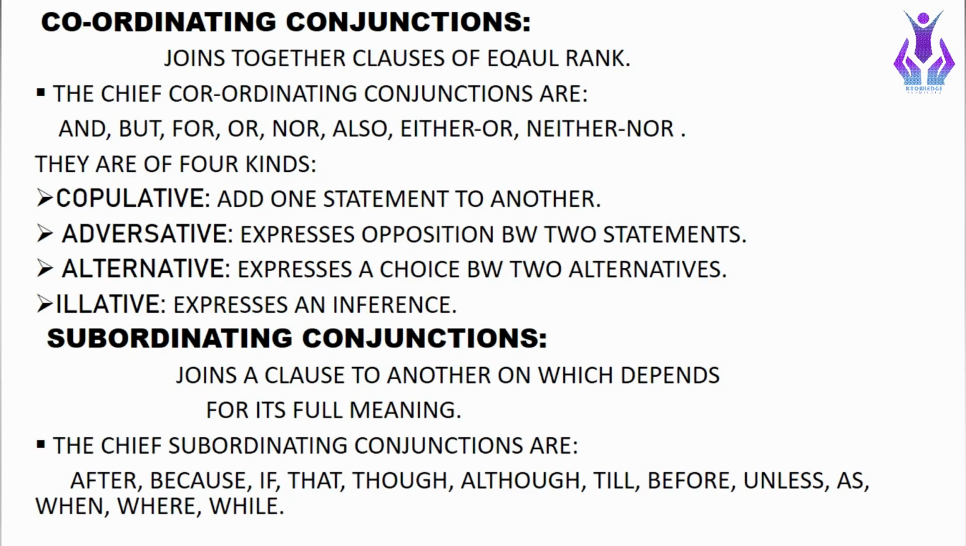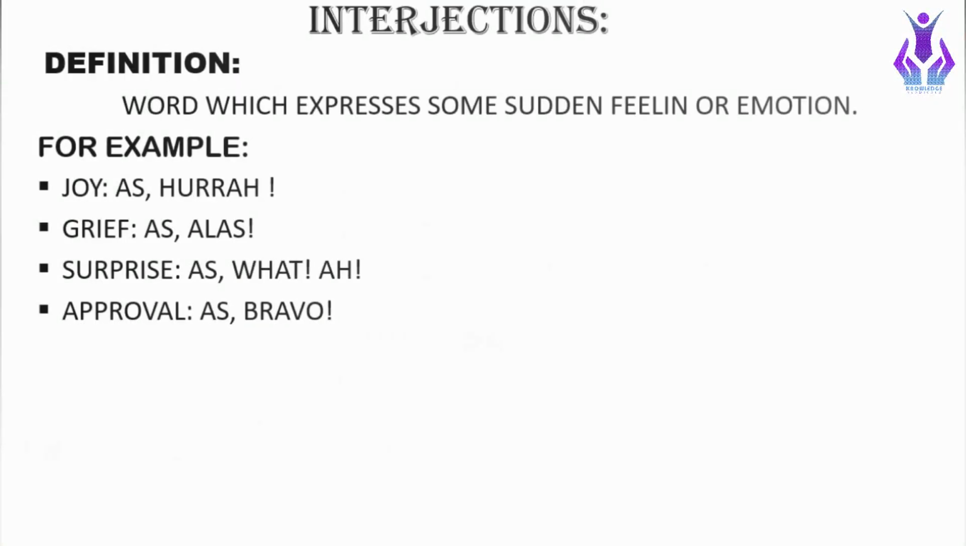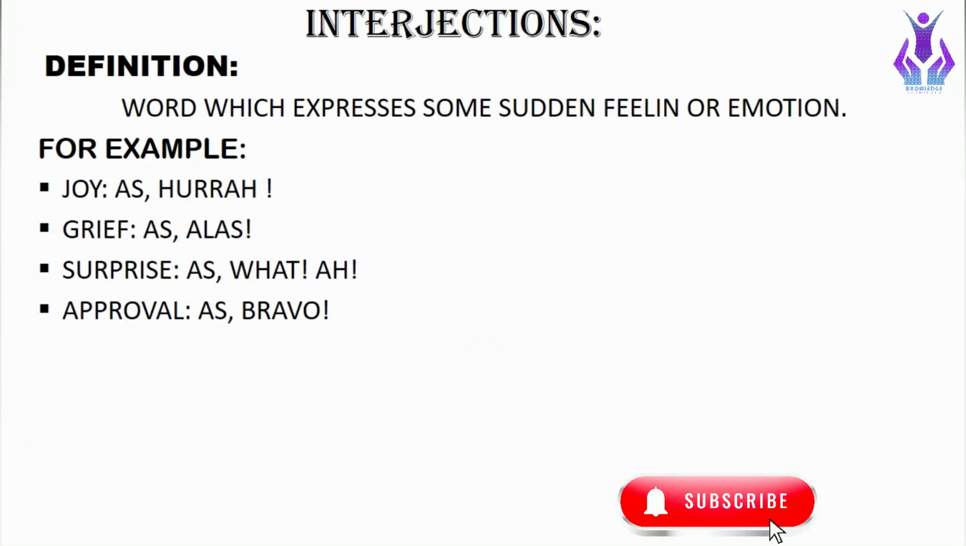We will take examples: I shall go whether fancy leads me, or we can say that he found his watch where he had left it. So these are the examples of subordinating conjunctions. So here we are done with our conjunctions as well. Our last part of speech is interjections.